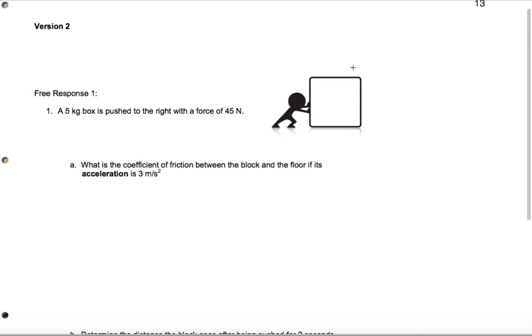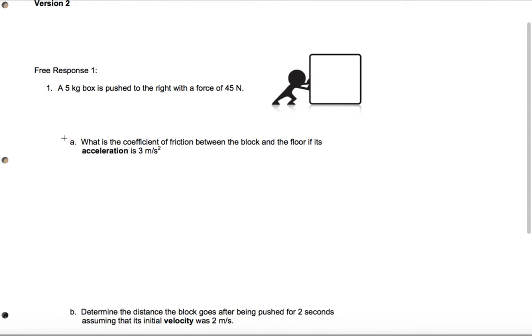All right, so we push a box to the right with a force of 45 newtons. We want to know the acceleration, we want to know the friction coefficient if the acceleration is 3 meters per second squared. So let's go ahead and draw a free body diagram. So we've got the normal, we've got the weight, we've got the pushing force, and we've got the friction.